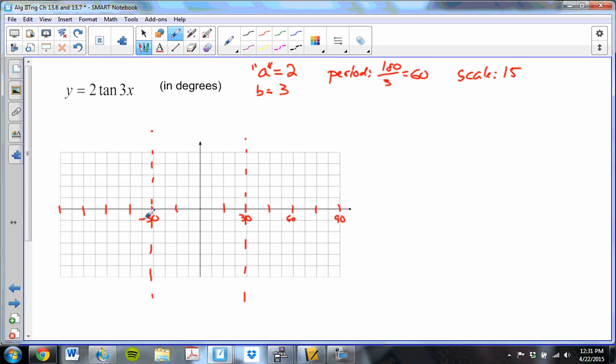Well, here's how this A value changes things. Instead of going up and down 1, I'm going to go up and down 2 from the middle. So my middle point is still 0, 0. The tangent of 0 is 0. But now when I plug in 15, it becomes a 45. 3 times 15 becomes a 45, and the tangent of 45 is 1. That means that 2 times the tangent of 45 is 2. This is going to be at the value 2. If I call that 2, 1, 0, 0, negative 1, negative 2.